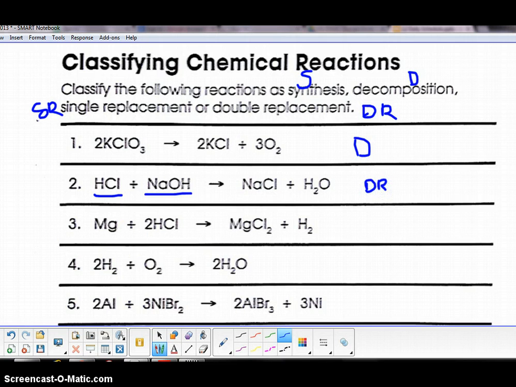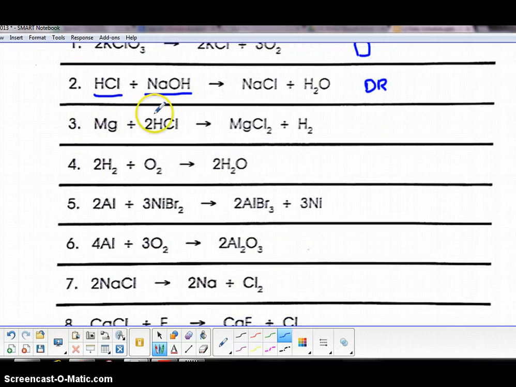Number 3 also has 4 things. Ready? 1, 2 reactants, 1, 2 products. So we have to really ask ourselves, do we have 2 ionics like in number 2 or not? Well, we have the element magnesium right here. Magnesium is not bonded with anything. It's just an element. So we have an element and another ionic compound, which will give us single replacement. So we have a single swap. The magnesium and the hydrogens got new partners, or swapped out.